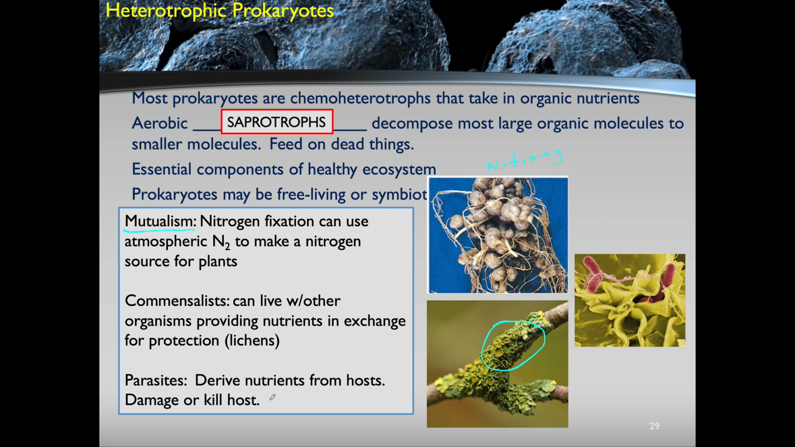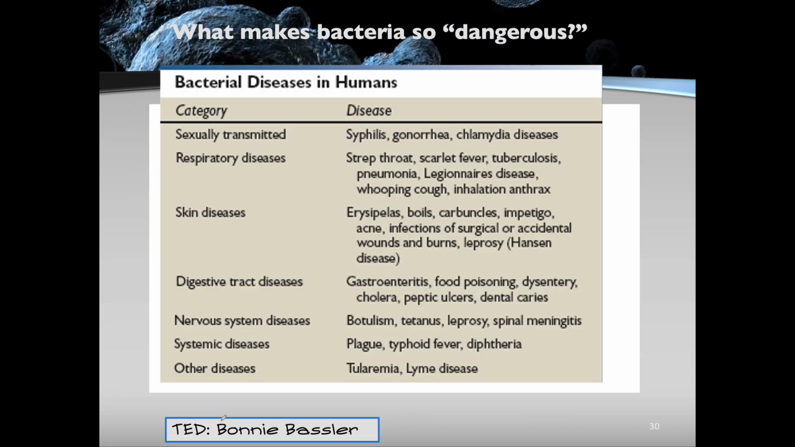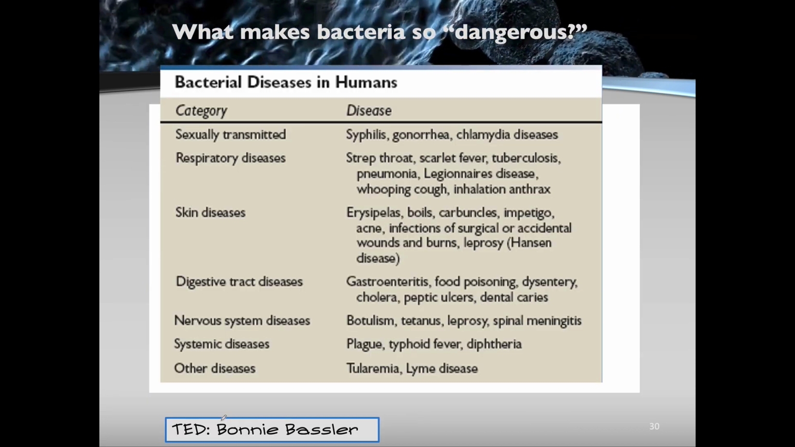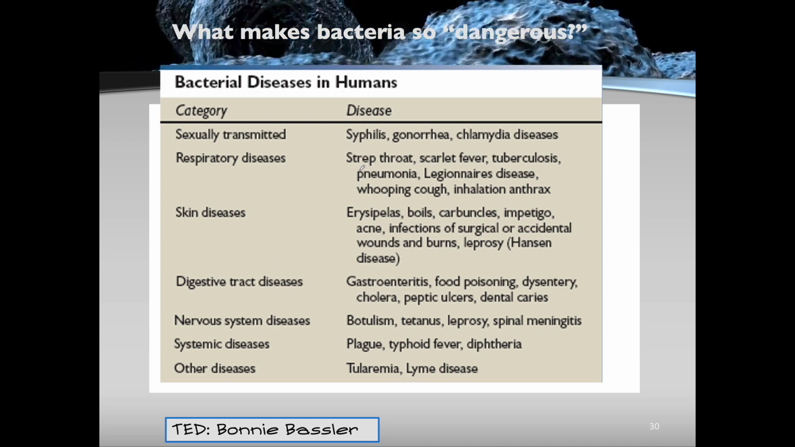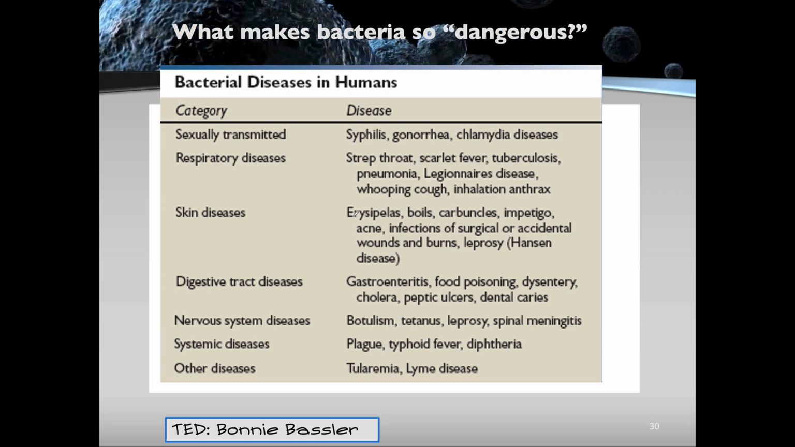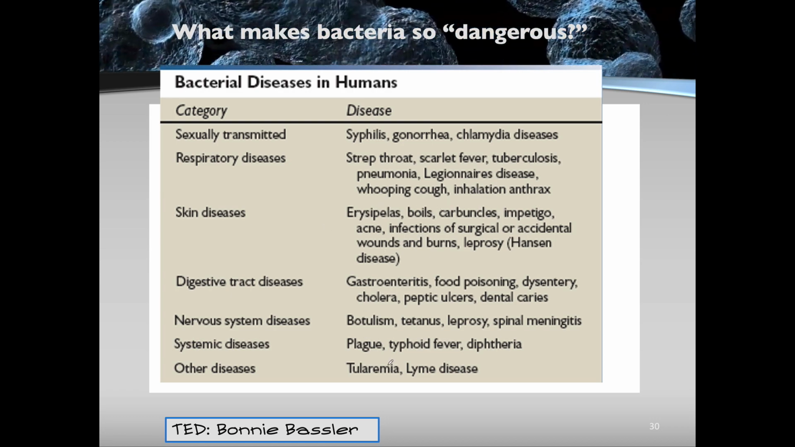The parasites, this type of bacteria, are going to derive nutrients from their hosts. Ultimately, some of our bacteria will be classified as this. They will damage or kill the host. It's just what they do. It's a working strategy for that particular species. These are ultimately the ones that we worry about the most when we talk about bacteria. So why do bacteria get such a bad rap? What makes them so dangerous? If you look at these bacterial diseases here: syphilis, gonorrhea, chlamydia, strep throat, tuberculosis, whooping cough, anthrax, and on and on.